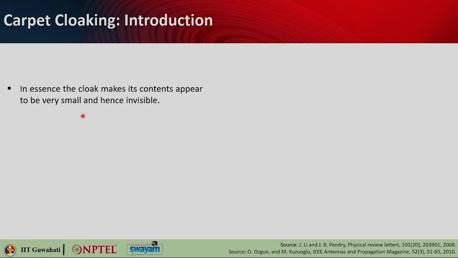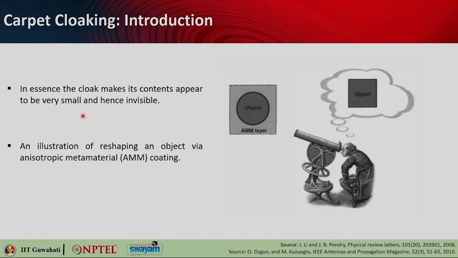In essence, the cloak makes its contents appear to be very small and hence negligible. So, this is the way it has been designed. Here you can think of an object which is put inside a square shaped AMM target layer. AMM is anisotropic metamaterial. So, this is another way of hiding an object by reshaping it.